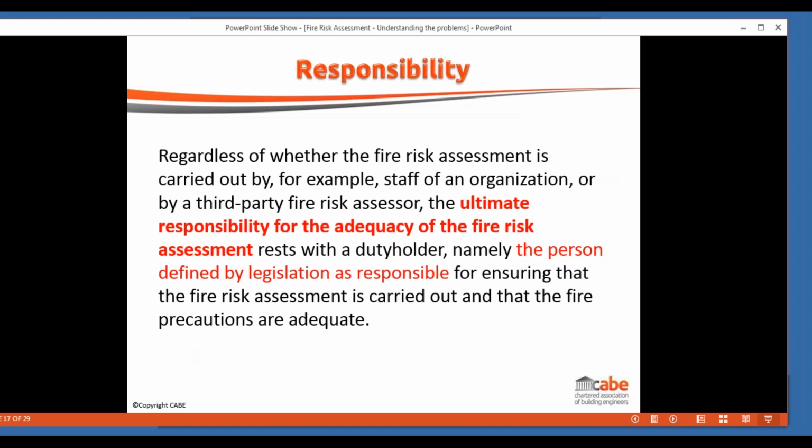So there is this legal responsibility that the organisation, or the staff, or the person with responsibility for the premises ensures that a risk assessment is carried out and that the precautions are adequate. Within that there's an implication that whoever's doing this is competent to do so.